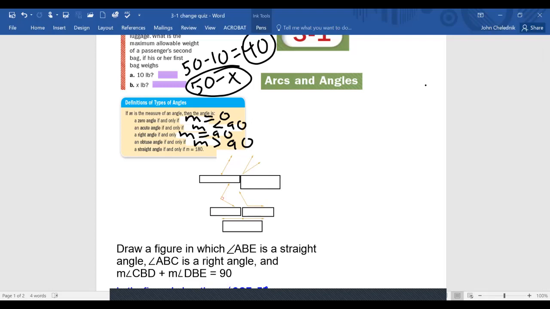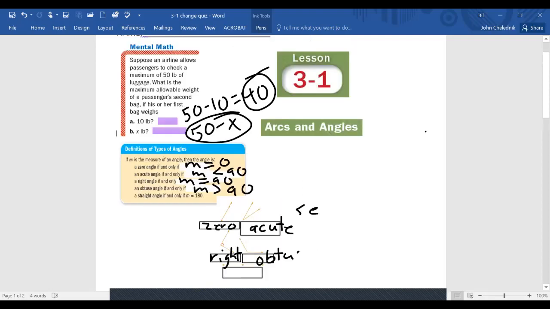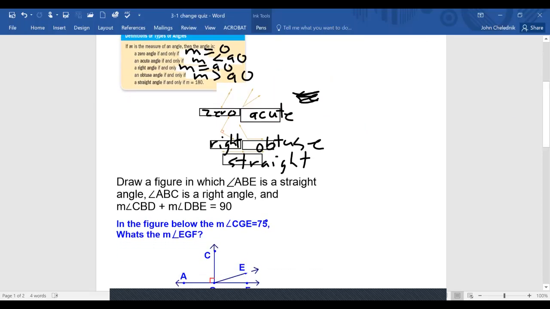So this picture right here is the zero angle. This is the acute angle. This is the right angle. This is obtuse right here. Oops, and that happens. And this is the straight angle right here. Okay, and that's all your different types of angles.